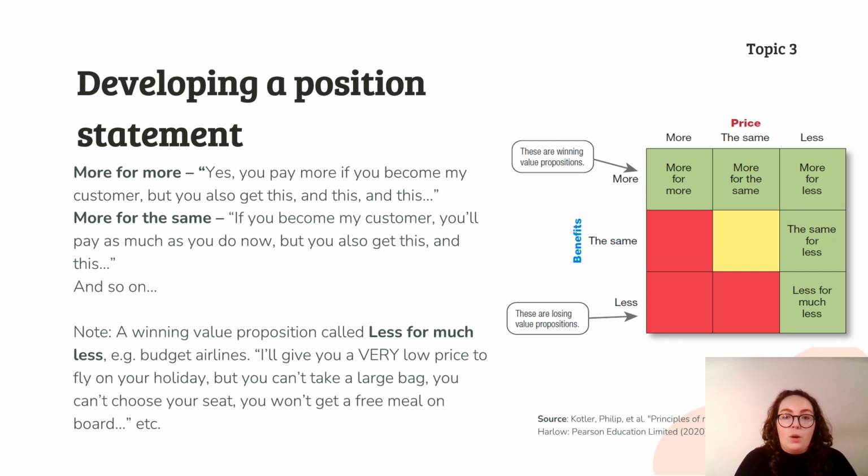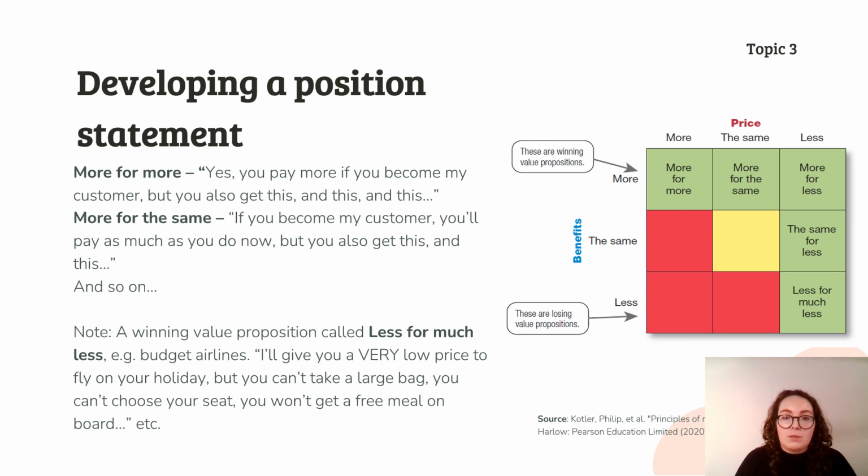For example, we could position ourselves such that our customer gets more for more. We could say to our customers, yes, if you choose us, you will pay more than our competitors, but you also get this, this, and this, meaning that there are more customer benefits in exchange for that higher price. The position statement could be, more for the same. You will pay the same as you would to our competitor, but we will also give you this, this, and this. Additional customer benefits. Interesting.